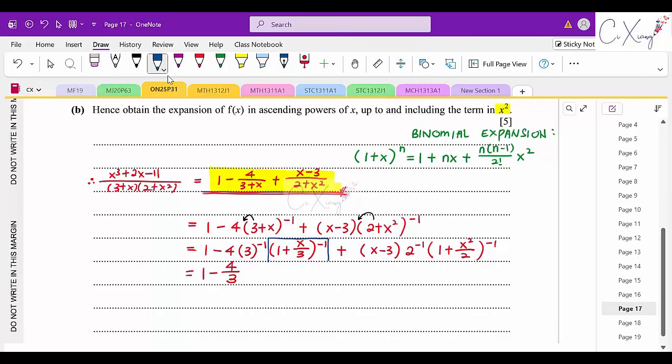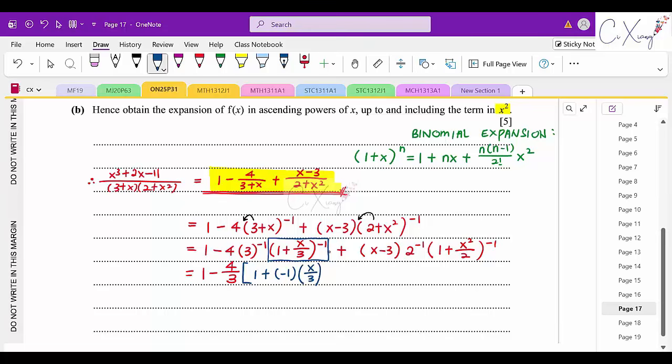I put it in blue color. So you can see that this number multiplies with the binomial expansion. So for me, I put a big square bracket here. First term is 1, so just copy it with a 1. Second term is n times x. What's your n? n is negative 1. Your x is the second term in your bracket, which is x over 3.